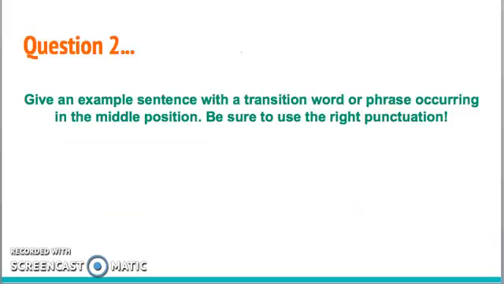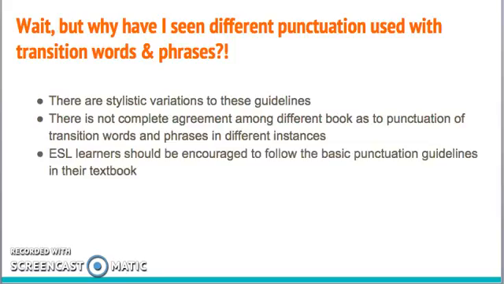So just to be clear, give an example sentence with a transition word or phrase occurring in the middle position. Be sure to use the right punctuation, so you can go ahead and type that right into the chat. I know this was a burning question for all of you.